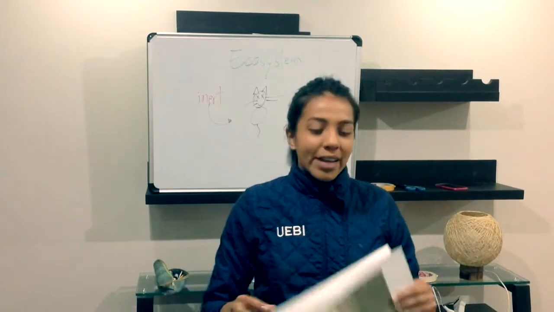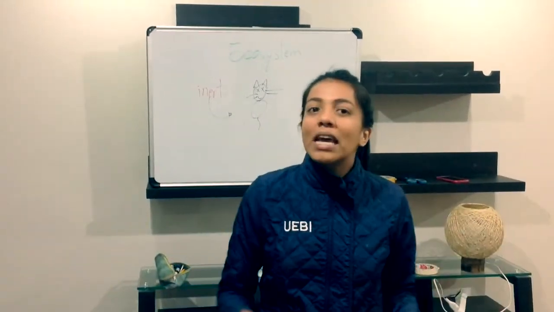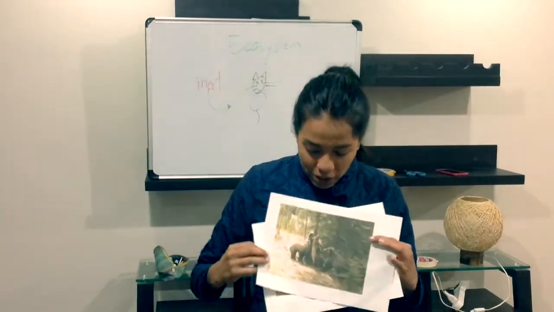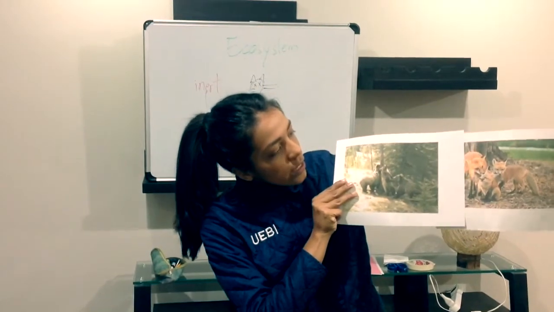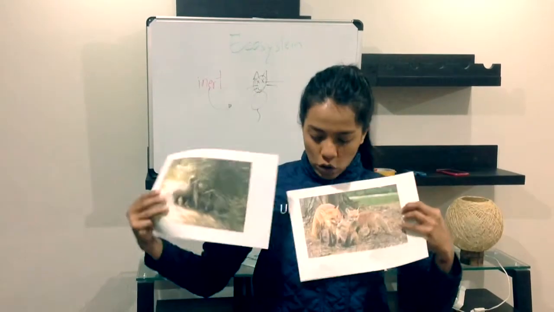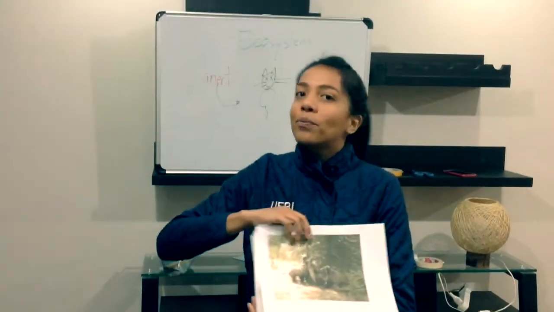Also, the third part is going to be the communities interacting with the non-living things. Example in here, the bears are interacting with the trees. So, all the things in here, the communities and the non-living things interacting together are going to form the ecosystem.